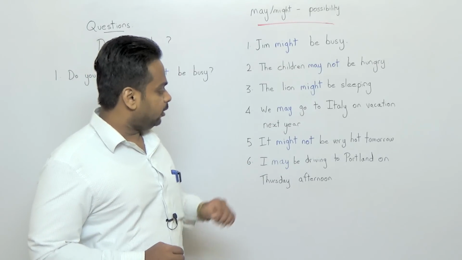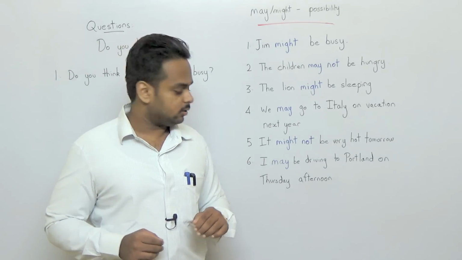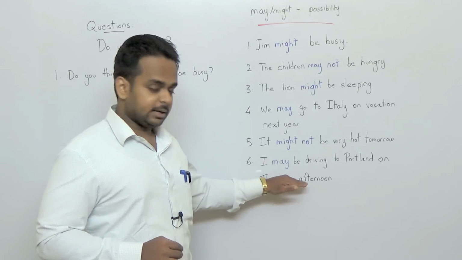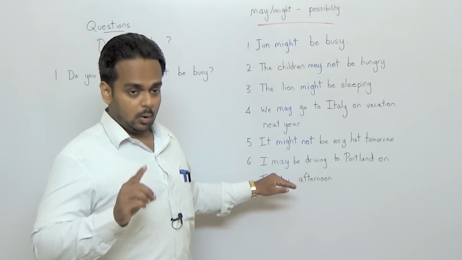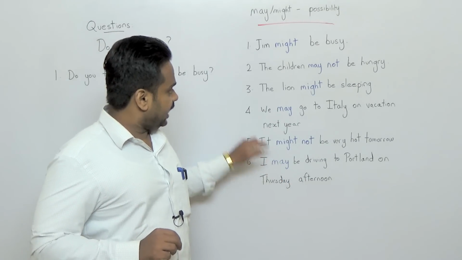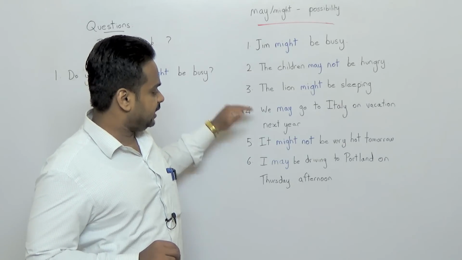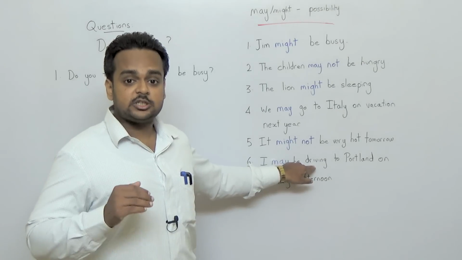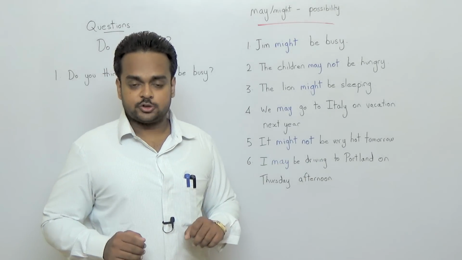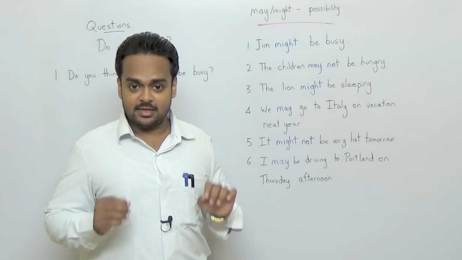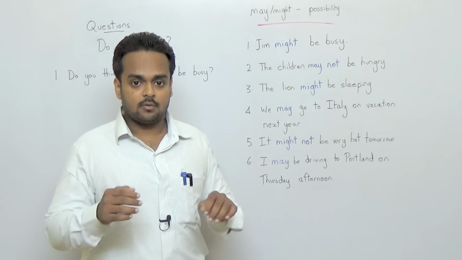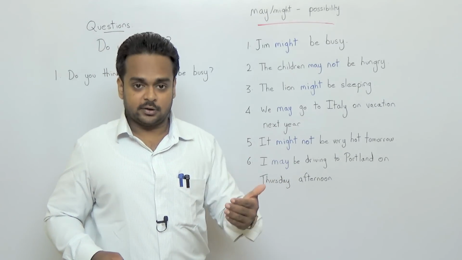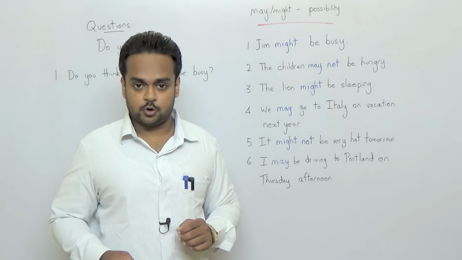And in the last example, I may be driving to Portland on Thursday afternoon. Now, of course, this talks about the future because it says Thursday afternoon. However, this is like this sentence over here because the sentence makes a guess about a continuous action in the future. So on Thursday afternoon, I think I will be in the middle of a continuous action, and that action is driving. So I may be driving to Portland on Thursday afternoon.